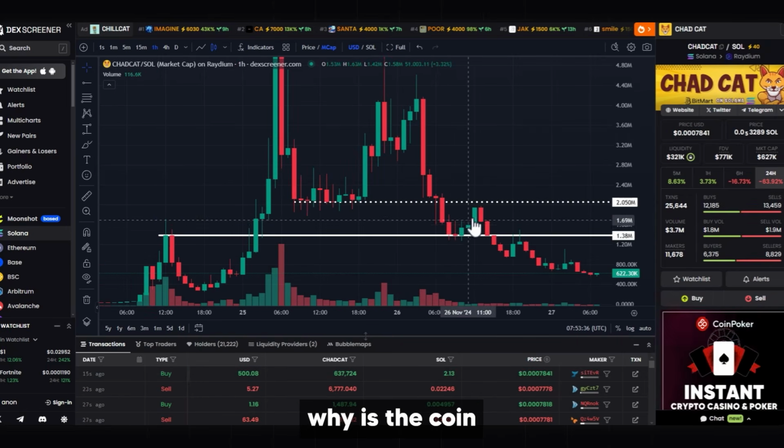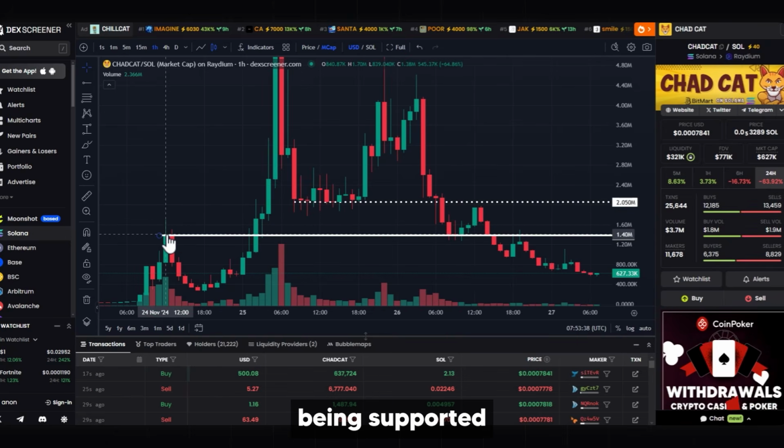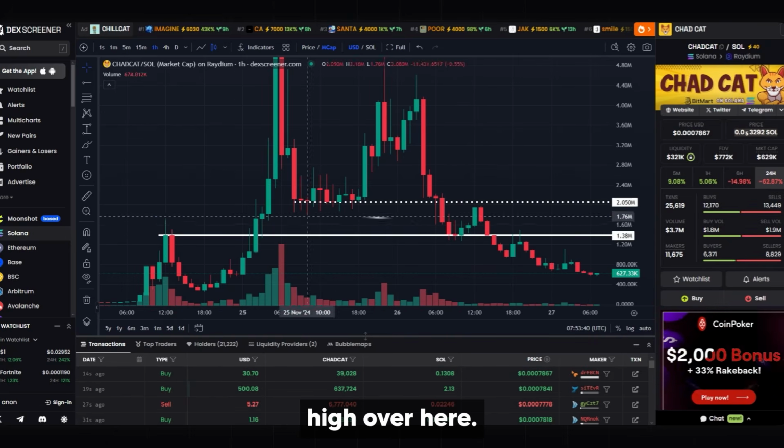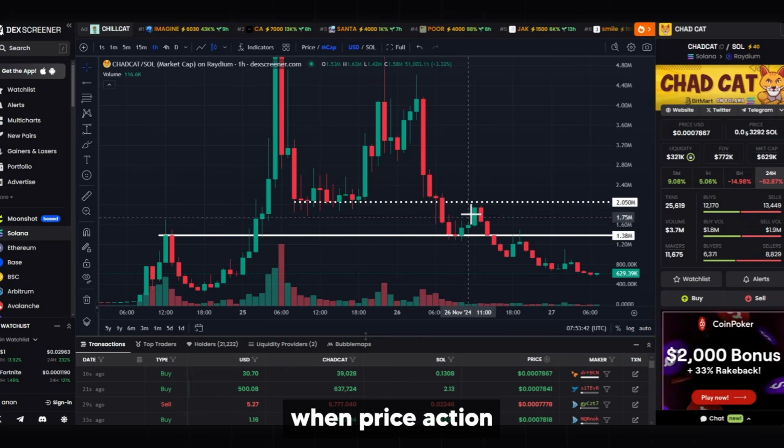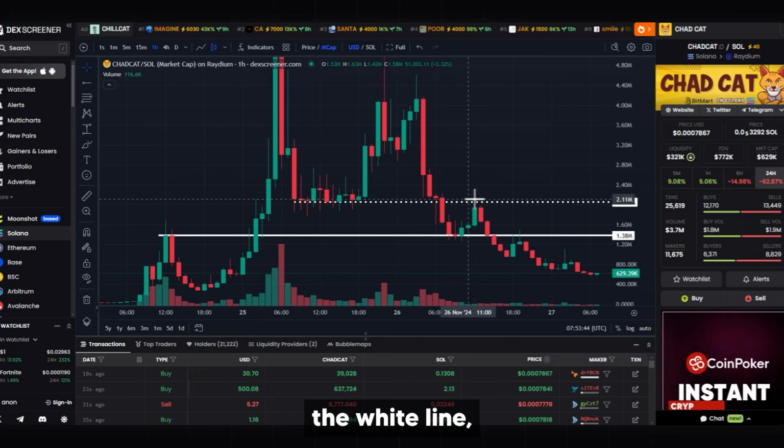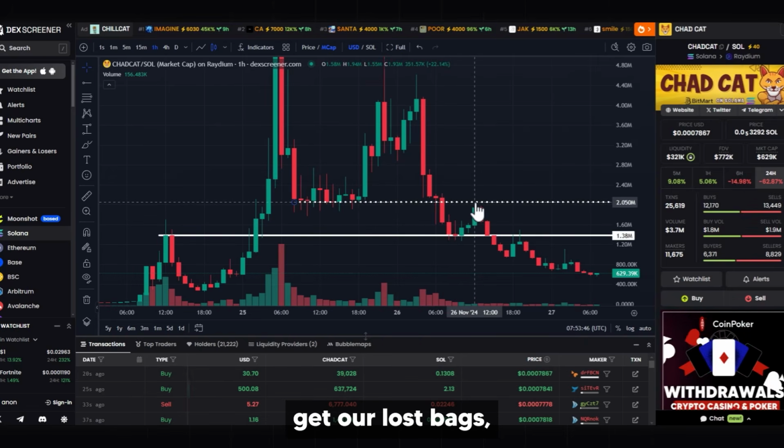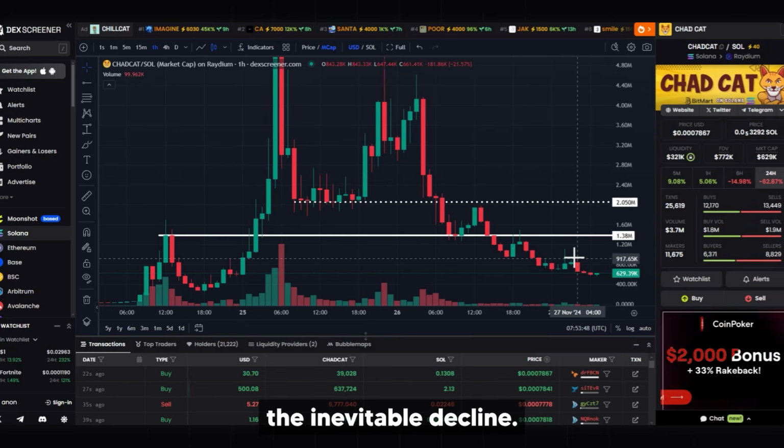So people wondering why the coin is going up again, it's because it's being supported by this recent high over here. Because of that, we know that when price action comes back to around the white line, that's when we want to get out our last bags, and of course, avoid the inevitable decline.